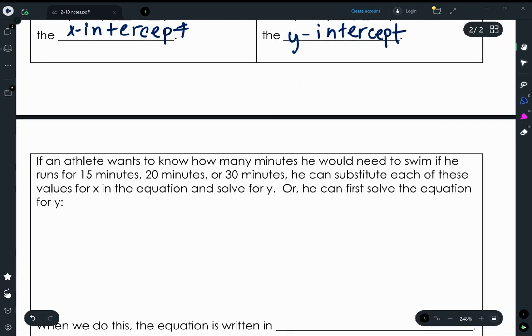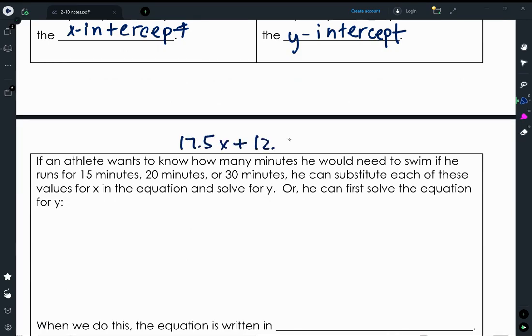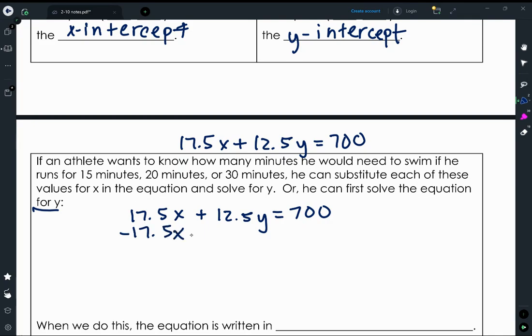17.5x plus 12.5y. So let's write that down first. 17.5x plus 12.5y equals 700. And then we want to go ahead and solve that for y. So let's go ahead and do that. So if I'm solving for y, then the term, that part that has x, I want to go ahead and subtract on both sides. Or sorry, 17.5x. I might have said the wrong thing there. So the 17.5x is being subtracted on both sides to zero it out.